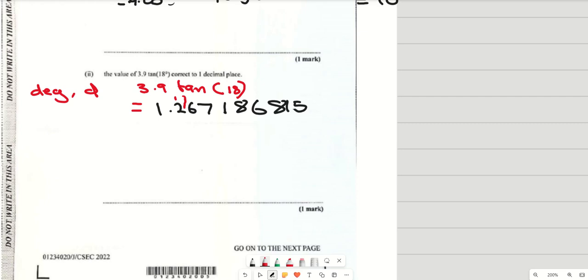You're going to draw a line down after your first digit. You're going to look at the number after your line, which is 6. Is 6 more than 5 or less than 5? It is more than 5. You have to add 1 to the digit in front of your line. So the answer is now equal to 1 point, instead of 2, it's going to be 3. You put in brackets to 1 decimal place. Right? And that is how you find the answer for part 2.